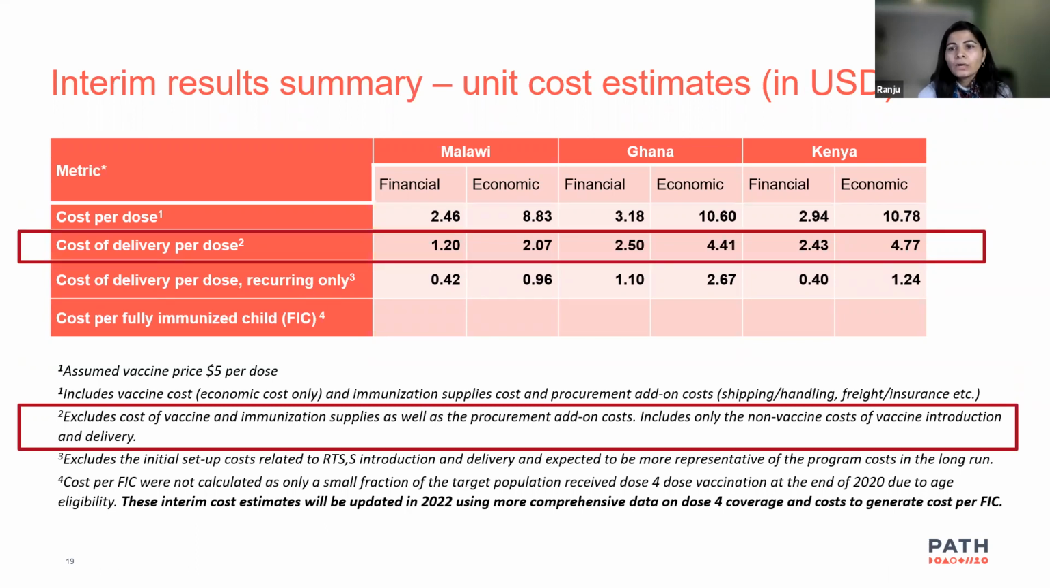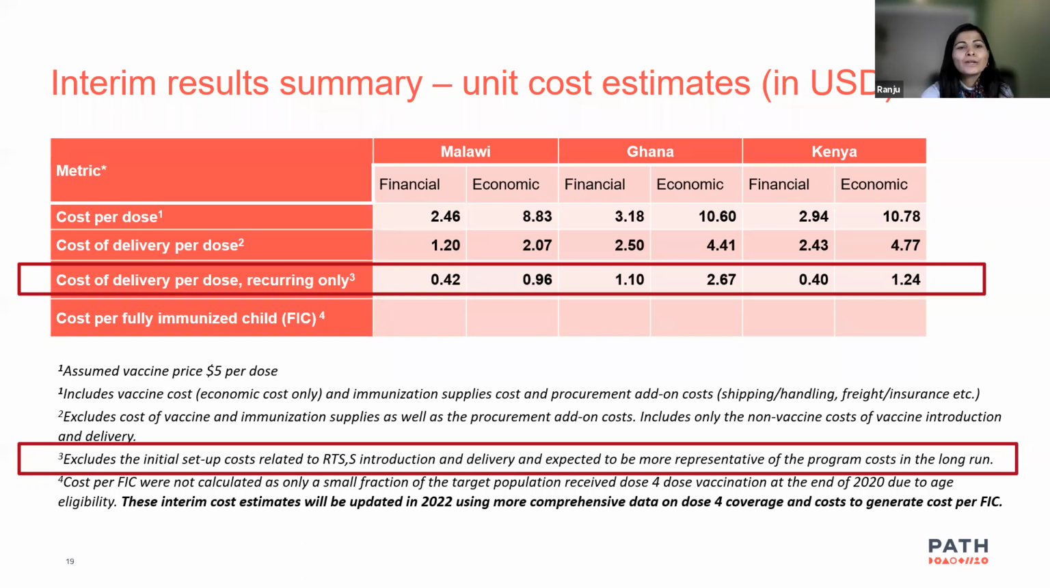So next, on the cost of delivery per dose, in which we exclude the cost of vaccine product and the immunization supplies, as well as any procurement add-on cost, and include only the non-vaccine cost of vaccine delivery. Looking at the cost estimates across the 3 countries, the cost of delivery per dose was estimated to be around $1.20 to $2.50 for the financial, and for the economic, roughly $2.07 to about $4.70.